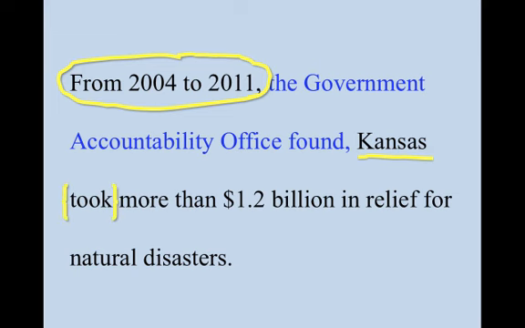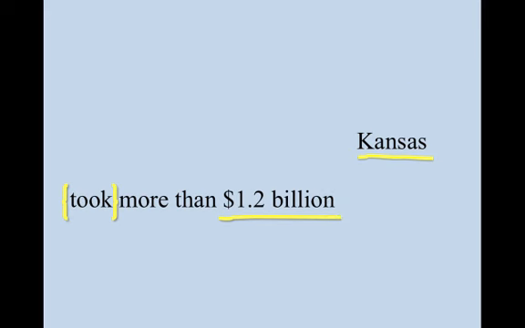And took is our verb. And what did Kansas take? The object. And the object is direct. It's $1.2 billion. After that, we have some more information about the money and a couple of quick phrases. And what kind of phrases are those? Well, they're prepositional phrases. But the subject, verb, and direct object hold things together. Kansas took more than $1.2 billion.